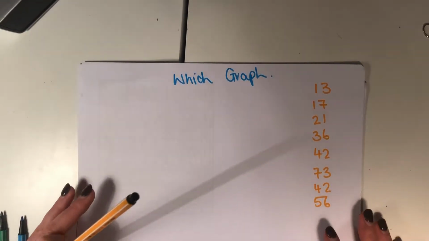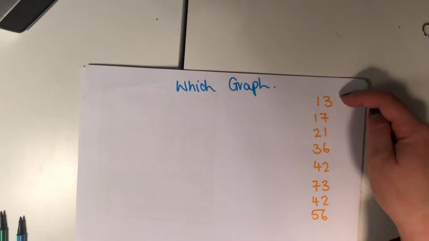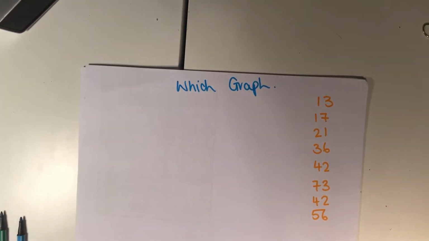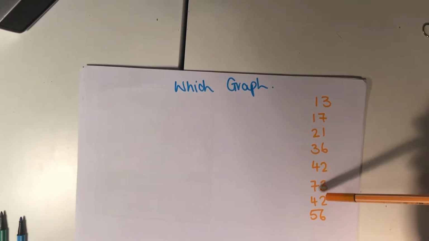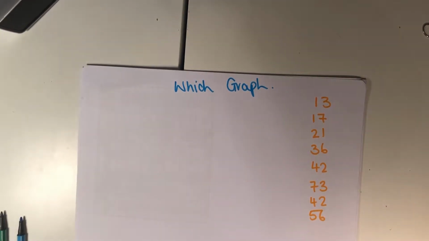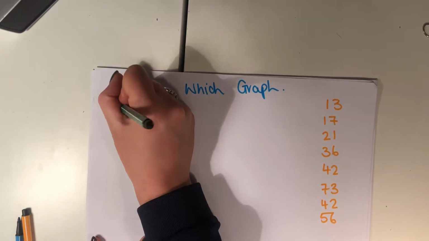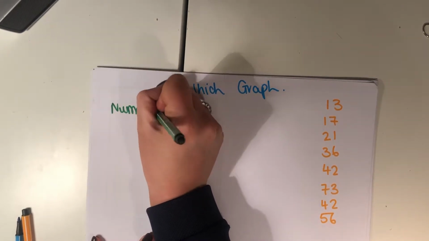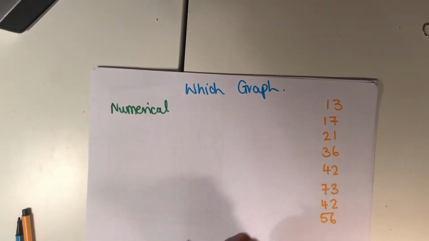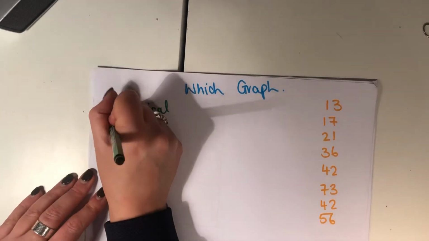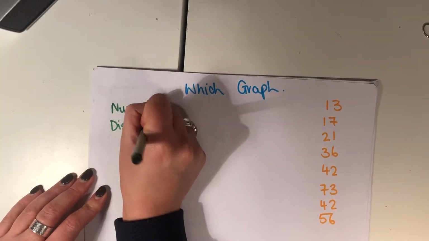So the next thing we are looking at here is which graph, and my values down here could be ages of something. We have 13, 17, 21, 36, 42, 73, 42, and 56. Now, all of those numbers are whole numbers. So the biggest thing we're taking from this, it is numerical. And is it discrete or is it continuous? It's discrete. It's numerical, discrete.